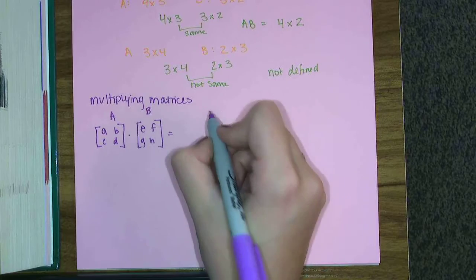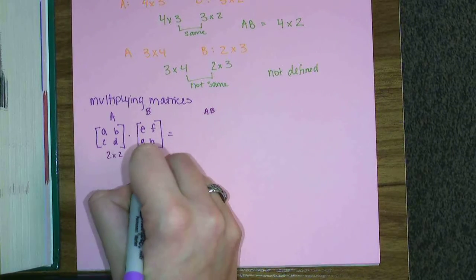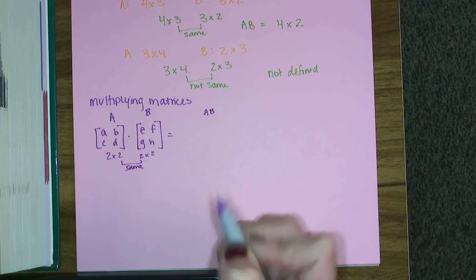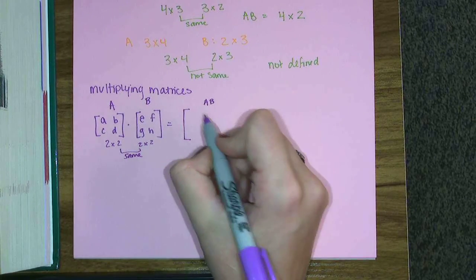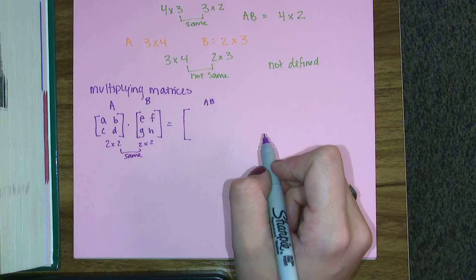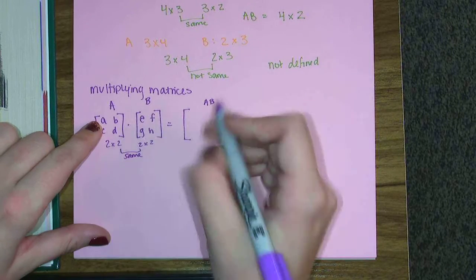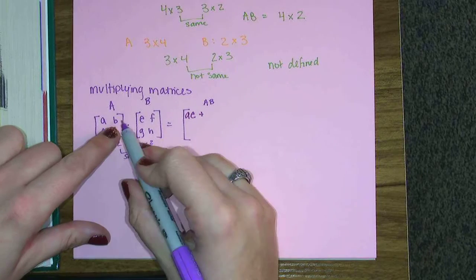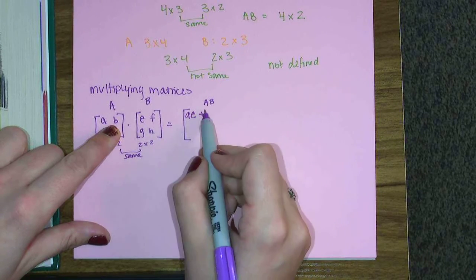Anyways. Alright, so I want matrix AB. Okay, this is a 2 by 2. This is a 2 by 2. These are the same, so I can proceed. Okay, so my resulting matrix, okay, and I wouldn't close off the side yet because it's going to need some space. Okay, what we do is we multiply here times here, so A times E, plus, and then we come over B times G. Okay, so it's the first row times the first column to give you this first element.